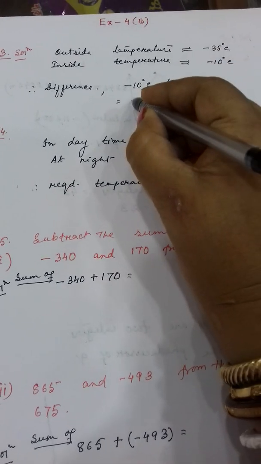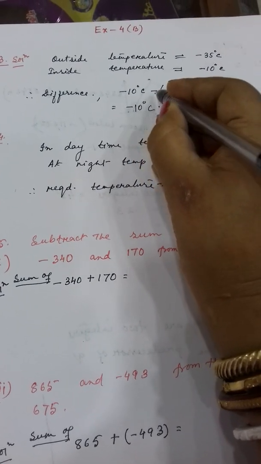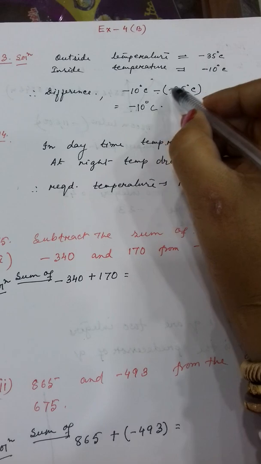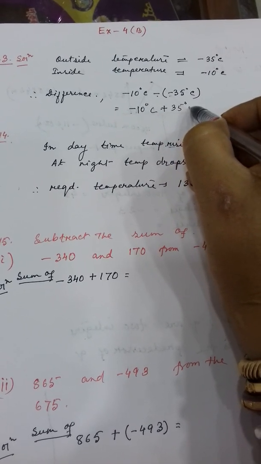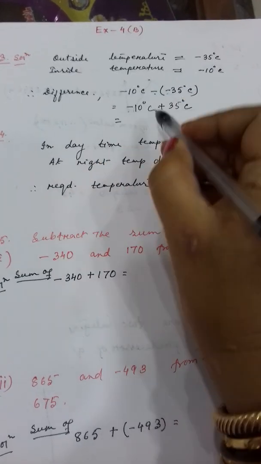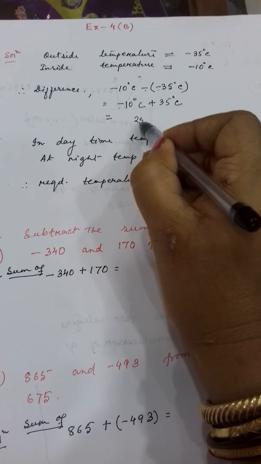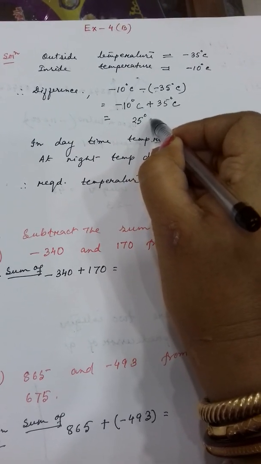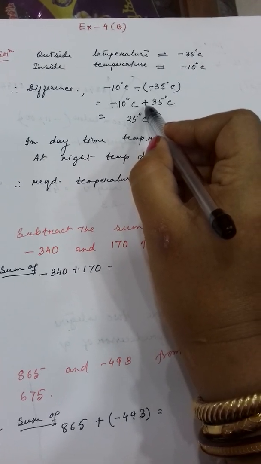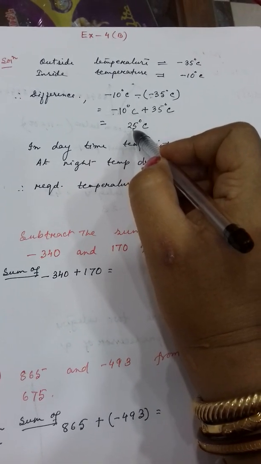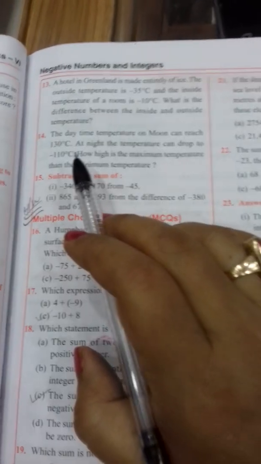Clear or not? Now solve it. Minus 10 degree minus, what? Minus, it is plus 35 degree centigrade. Clear? Now plus minus, 35 minus 10 is 25 degree centigrade, and 35 is greater, that's why it is positive, that's why 25 is positive. Clear or not? Understood?